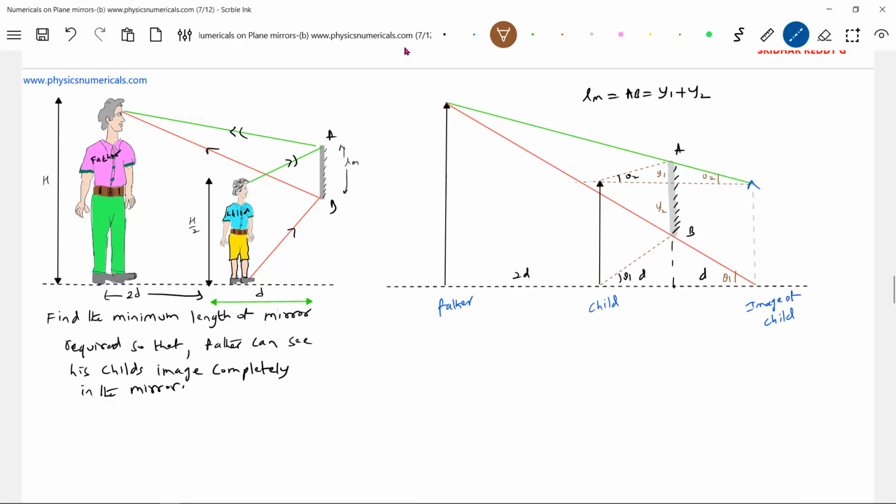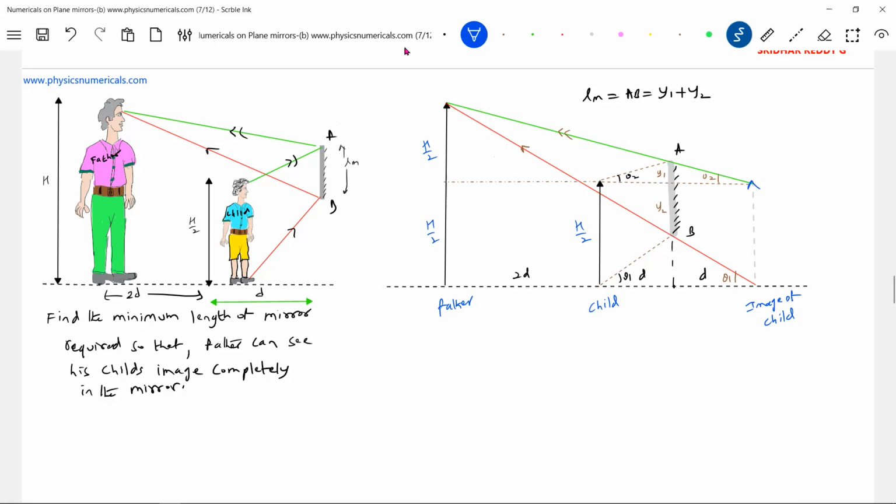Now, what was our approach here? This is the reflected ray. We are just taking help of the reflected ray because the reflected rays should diverge from the image. So I'm making it diverge from the image. Now, y1, y2, can we calculate with the data we have? Yes, we can do. This is h/2. This is h/2, no? And this is h. Looking at the similar triangle, tan theta 1.